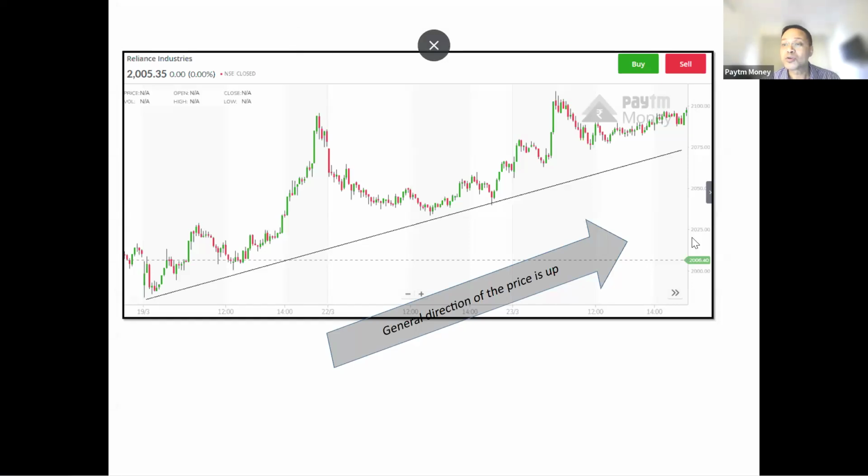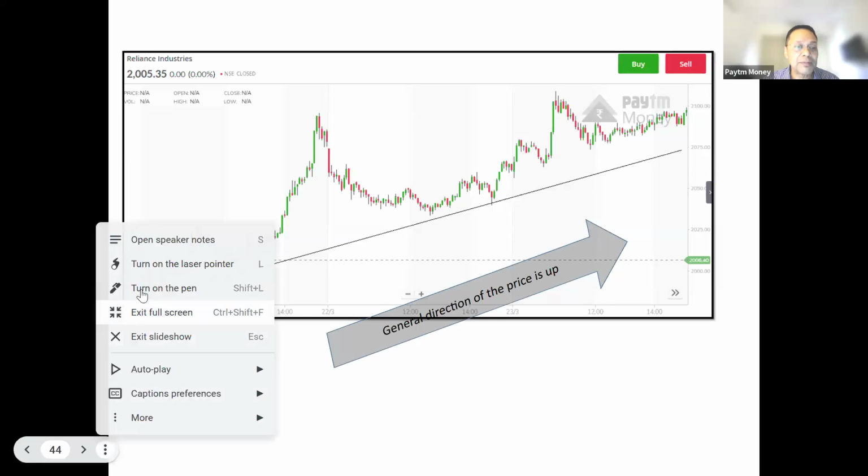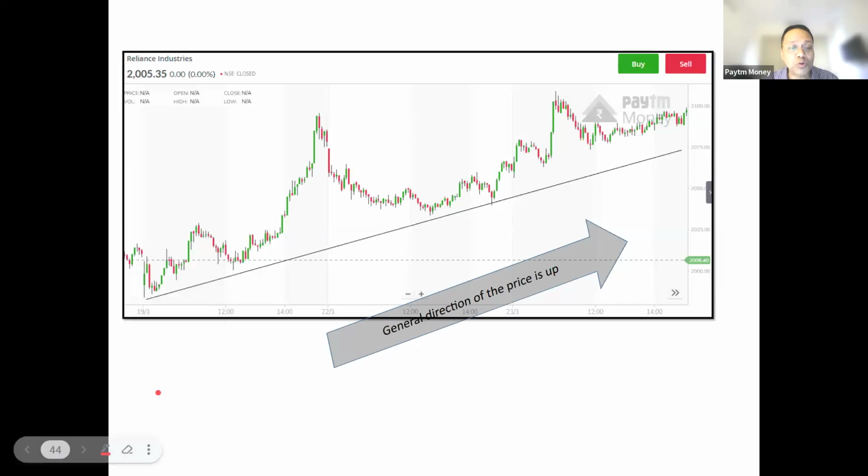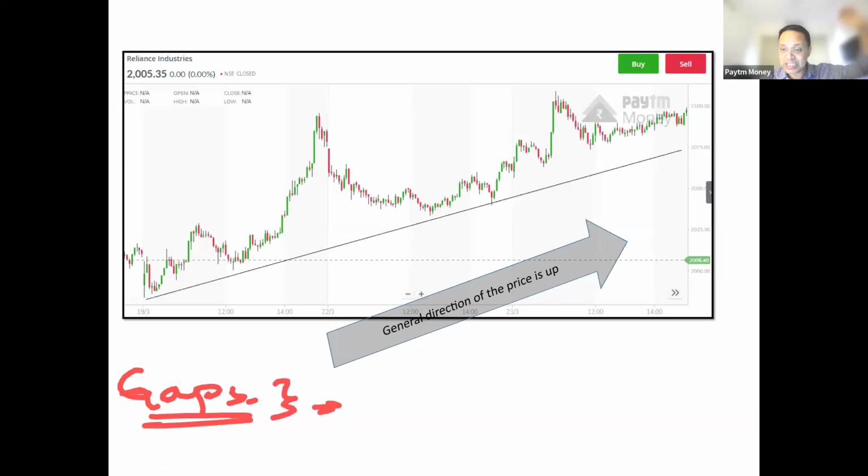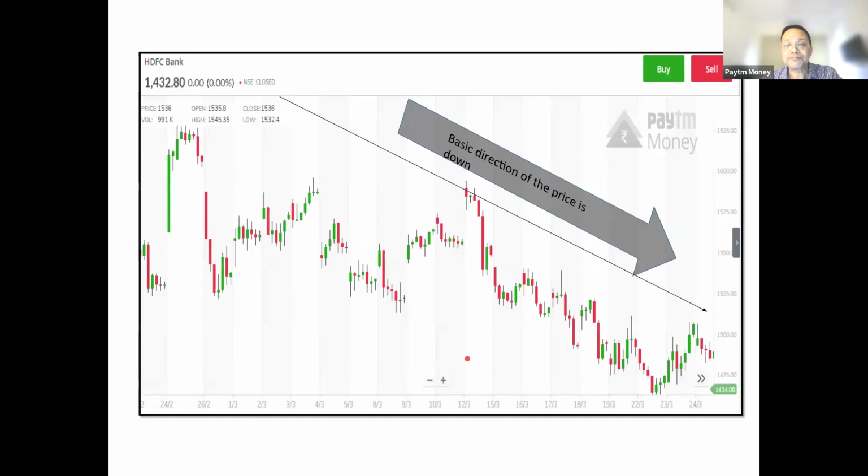gaps. So how many of you see gaps all the time in the market? We keep on seeing gaps, right? Now, there is gap dynamics as well. The gaps are very powerful, so you need to know how to trade gaps. Let me cover very quickly how the gaps work. But again, let's talk about the trend first.